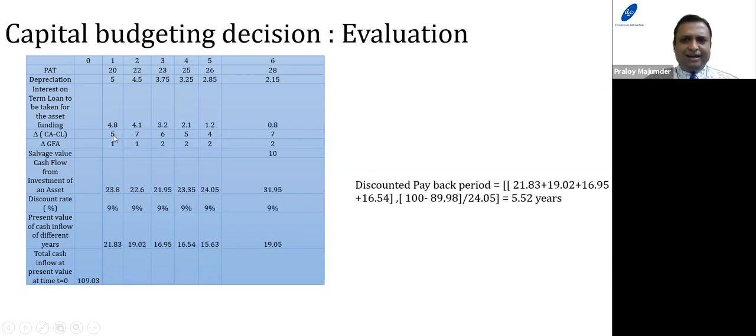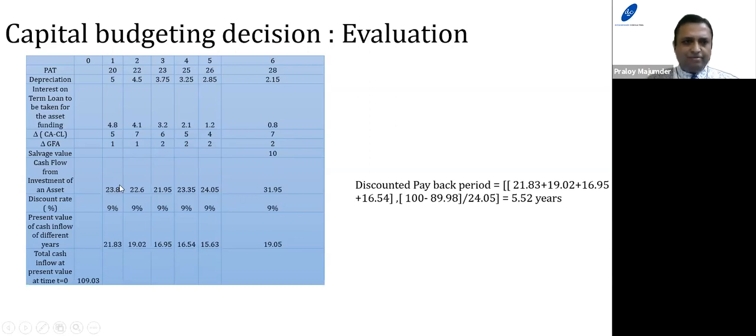Now, delta current assets minus current liability. That means year 1, the increase in current assets minus the increase in current liability. That figure is 5, 7, 6, 5, and 4. This is nothing but the amount which is blocked over and above the amount funded by the creditors as well as the bank borrowing for working capital. So that is the amount which is not being received. Now, delta gross fixed assets. Salvage value means at the end of the investment period, the business entity is trying to recover a certain amount. That is called salvage value.